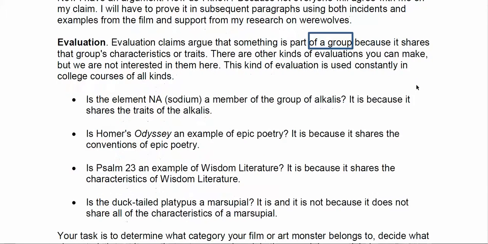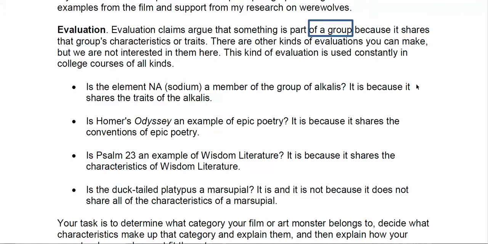So you'll be doing this in all kinds of courses. In chemistry, maybe you're having to argue that elements in a particular group of the periodic chart belong together. Right, here's my example. The element Na, sodium, is a member of the group alkalis. Why is it? Because it shares the traits of alkalis. Homer's Odyssey is an example of epic poetry. Why? Because it shares conventions of epic poetry. I can go through and label all these conventions and show how the Odyssey meets them.